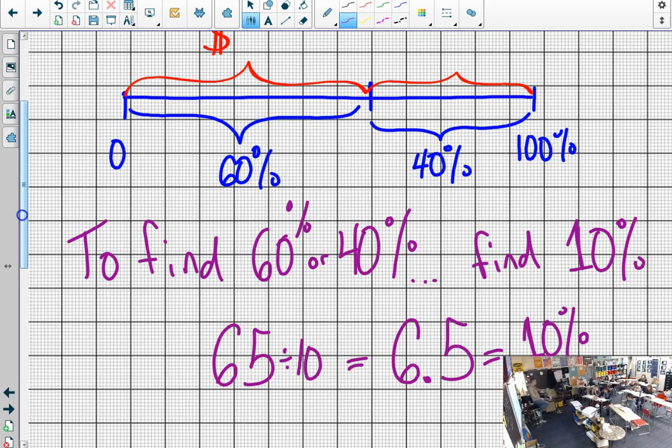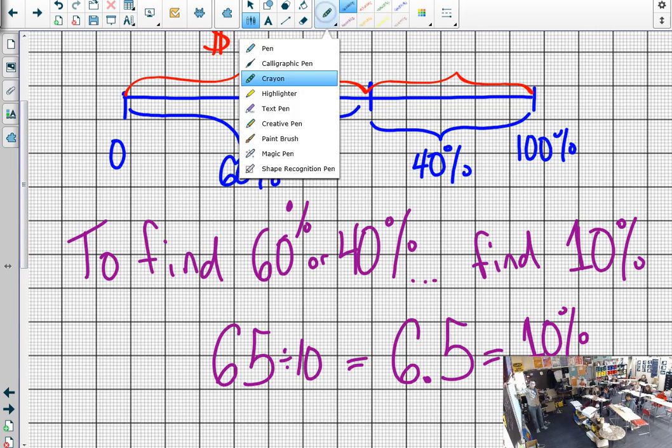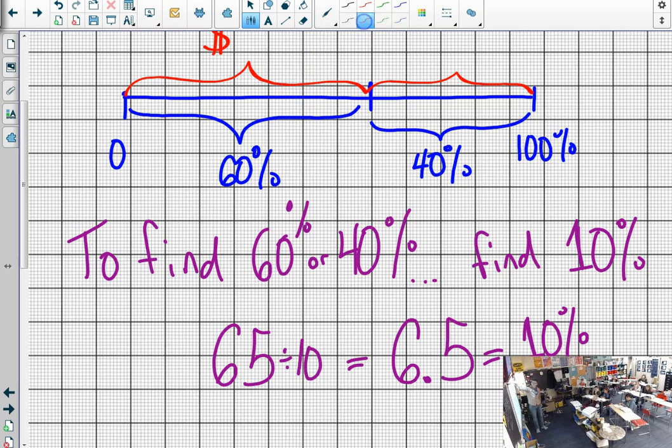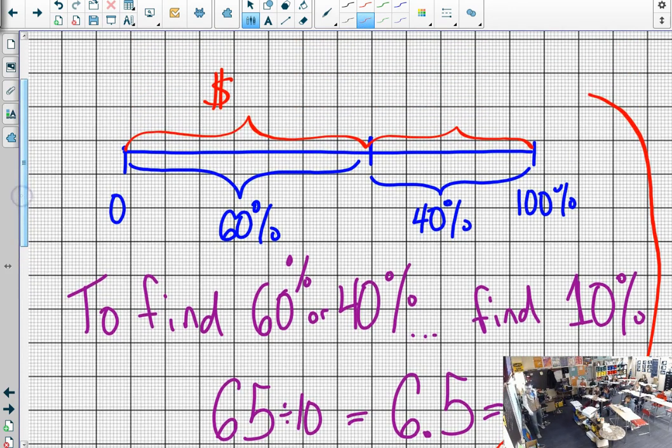So then, Grant, what did you do with the 650? With the 650, I multiplied it by 6. It's already in a 10th place. And got $39. This is my screen. I should have written smaller or something.